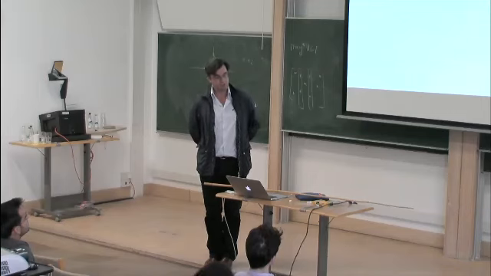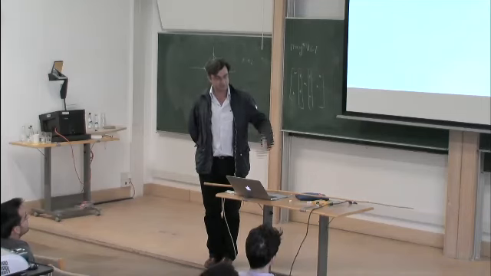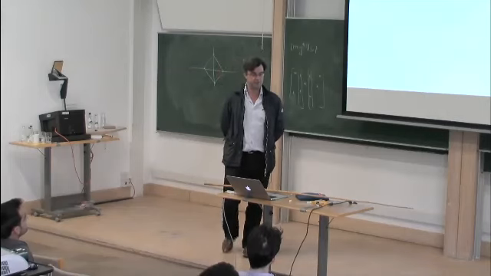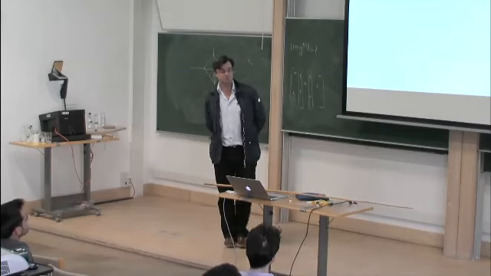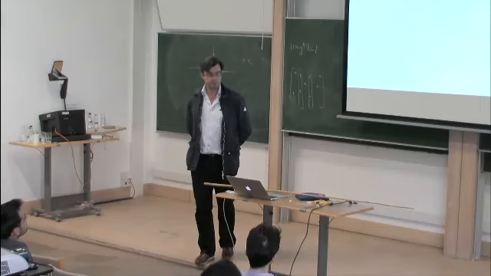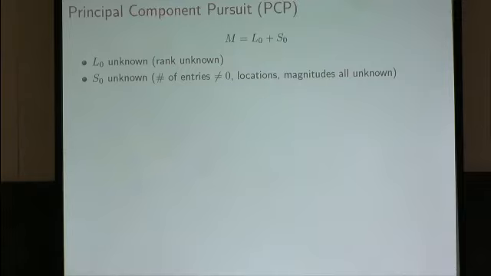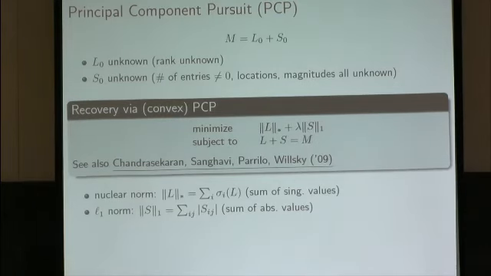All right. So I've got this matrix M that I get to see. It's the sum of an unknown matrix L, about which I know nothing. I don't even know its rank. And a sparse matrix S, about which I also know nothing. I don't know how many entries are non-zero in S. I don't know their locations. I don't know their magnitudes. I know nothing.